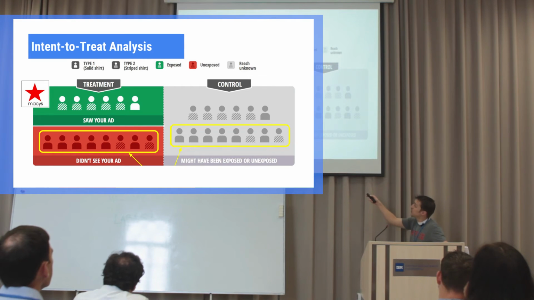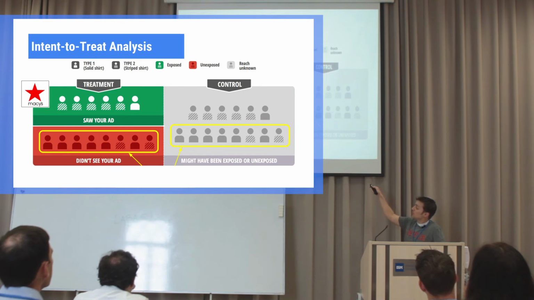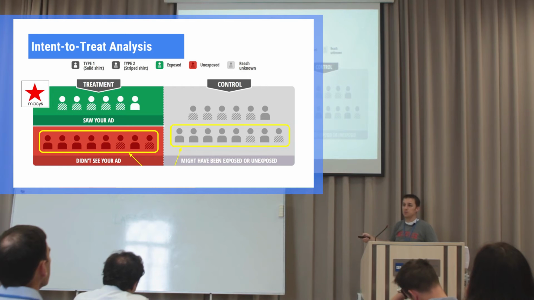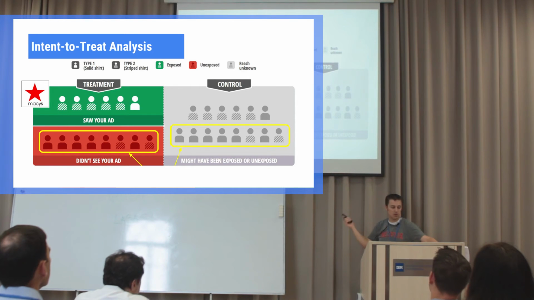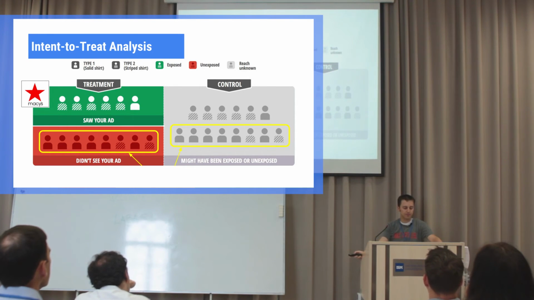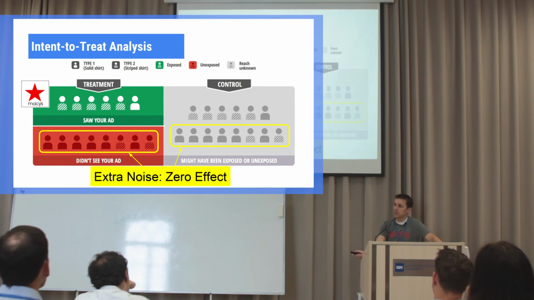What we can then do is track the sales among all the people in the control group who were not eligible to see the ads, and compare it to all 14 people in the treatment group who were eligible. And then essentially we ignore the actual exposure information except to compute the treatment on the treated. So by comparing these 14 people to these 14 people, we get an unbiased estimate of the treatment effect. However, it's also clouded by this extra noise.